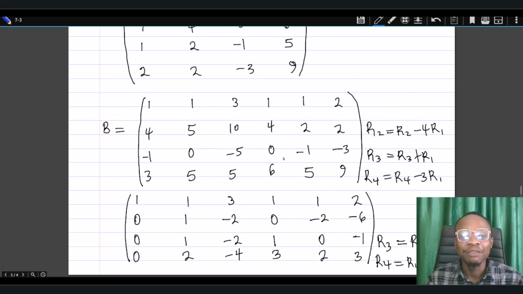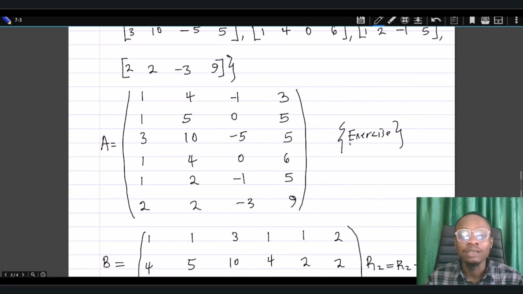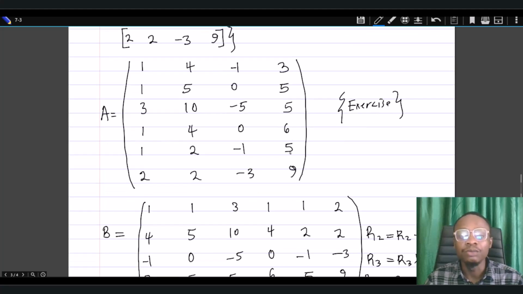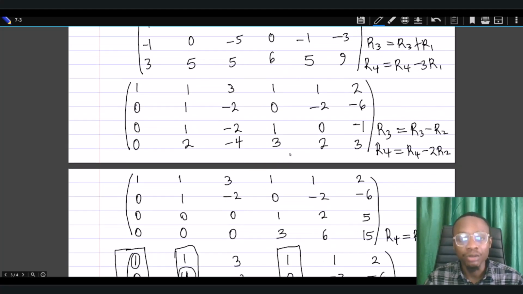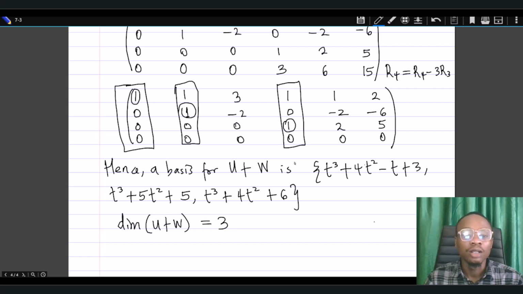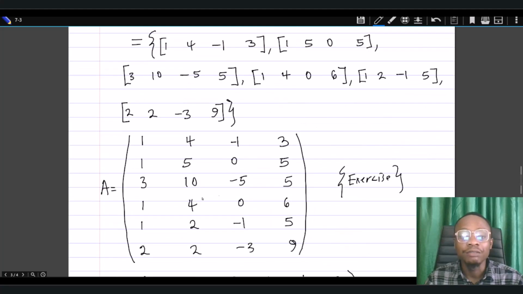But before we do that, we know that there is an alternative way to get a basis for u plus w. Okay, yes, this is correct. This is totally fine and acceptable. And we could have followed this approach as well to get a basis of the row space of this matrix, which is fine and also acceptable.